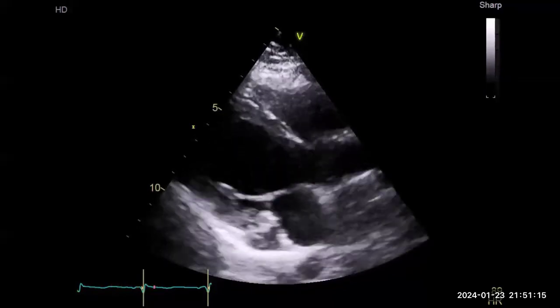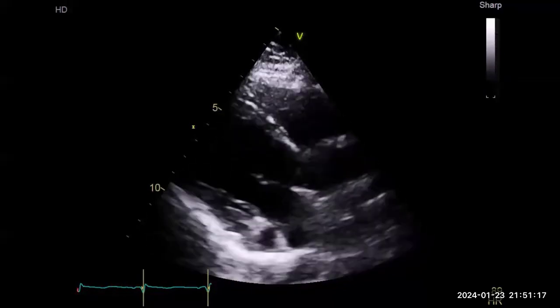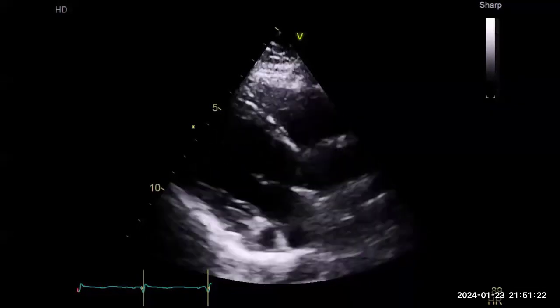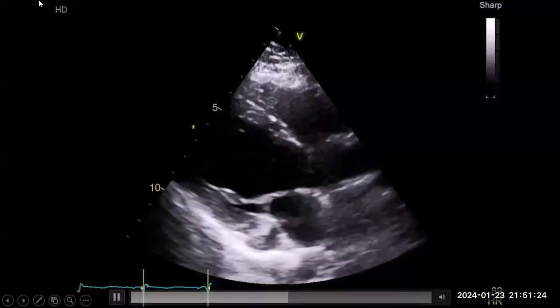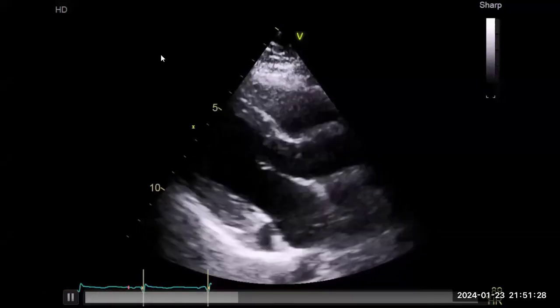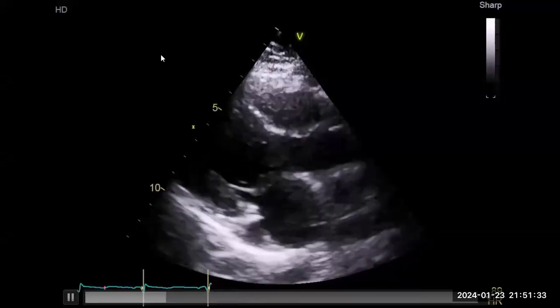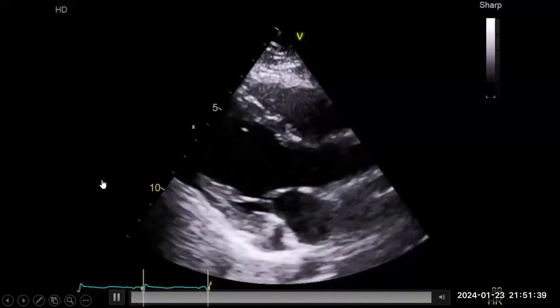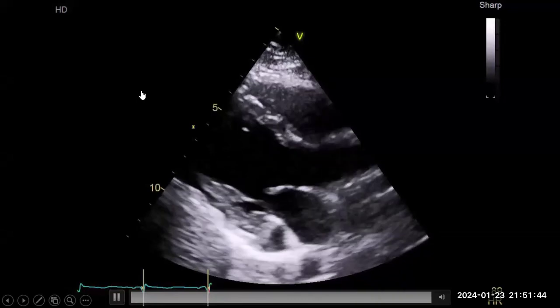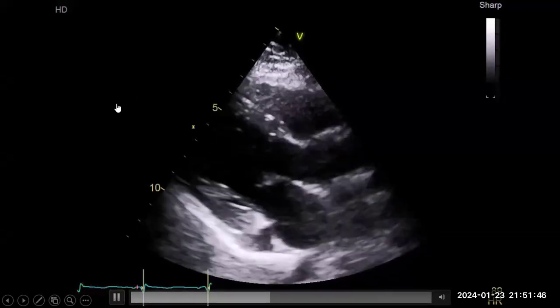Go ahead, Hamad. This is a parasternal long axis with good contractility. I cannot appreciate any regional wall motion abnormality. And I cannot visualize the aortic valve. I think it's possibly a TAVI. That's fine. The RA seems dilated.